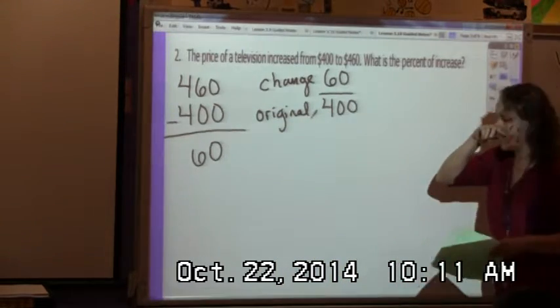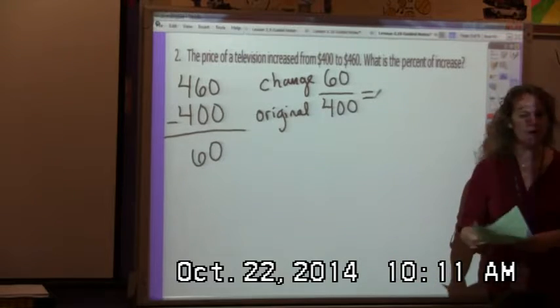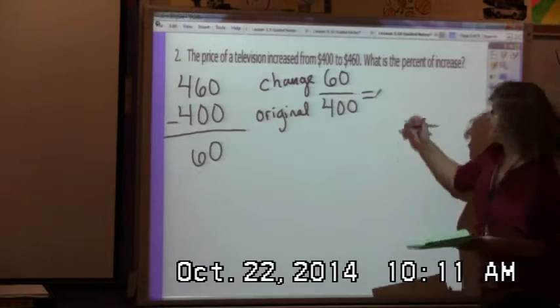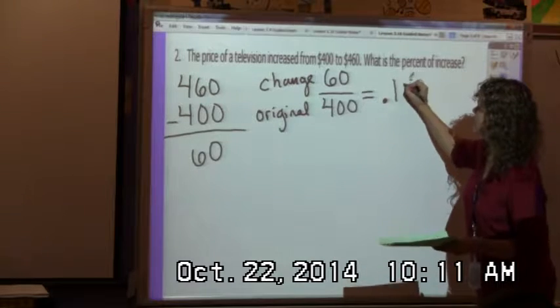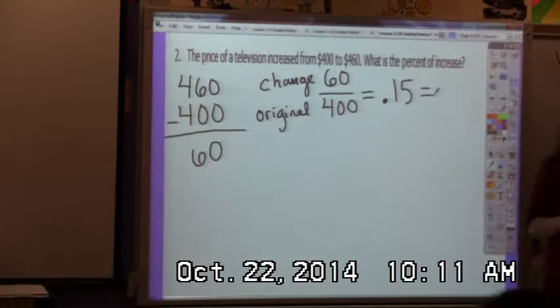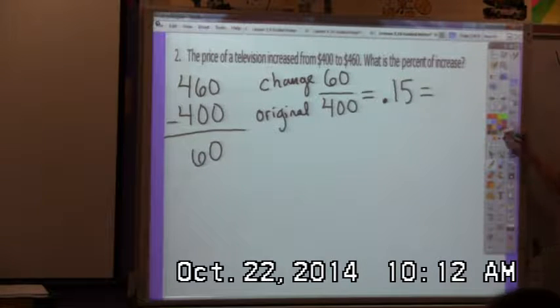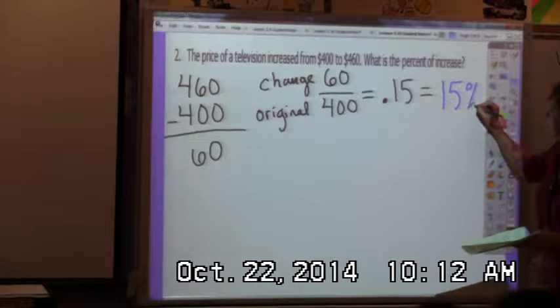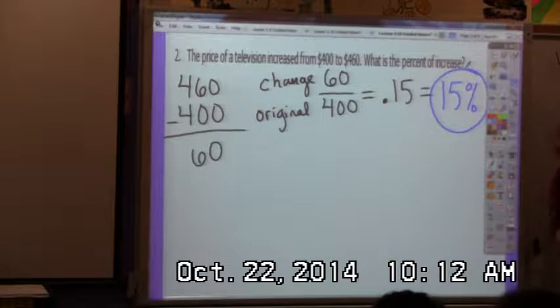Original price is on the bottom, and now you can punch that into your calculator, top divided by bottom. Excellent, 0.15. And now we need to change that to a percent, so we move our decimal point over 2 times. And the final answer is? 15. Excellent, 15% increase. So our increase was a 15% increase.